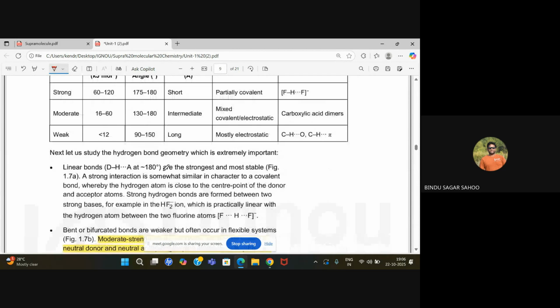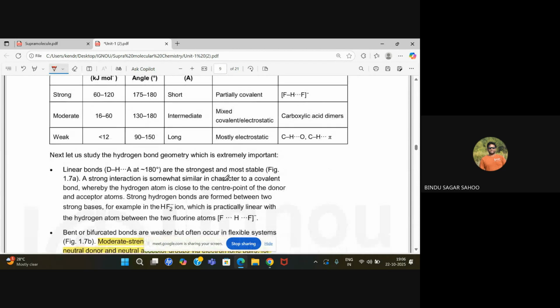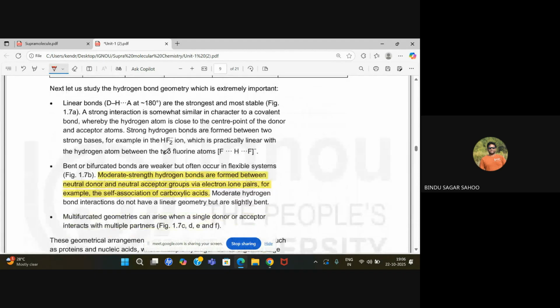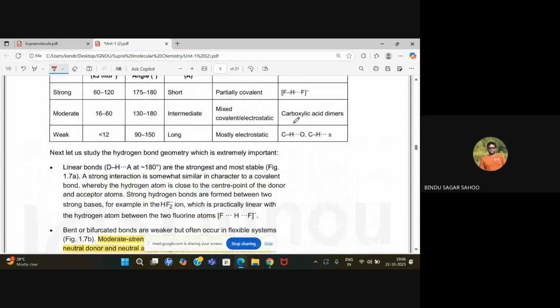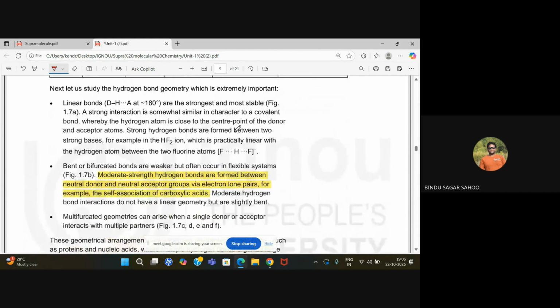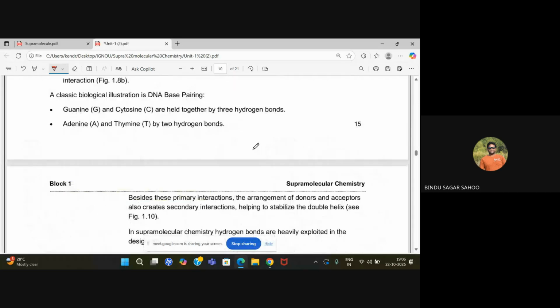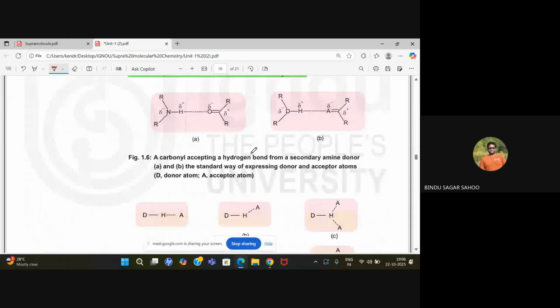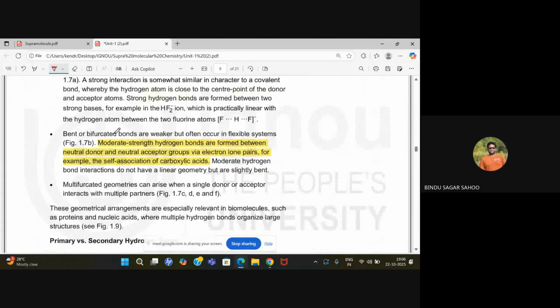So the detailed description about these types of compounds are mentioned here. These types of structure are called linear structure, or this is called bent or bifurcated bonds. So this interaction may occur in a linear direction, or sometimes it can occur in a bent direction. When bent interaction occurs, we can say this will be bifurcated interaction.